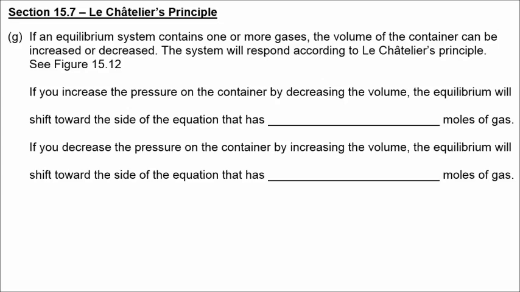When the equilibrium system involves gases, then the volume of the container can either be increased or decreased, and this may affect the position of the reaction. The equilibrium can be affected by that. So if you increase the pressure by decreasing the volume of the container, the equilibrium will shift toward the side of the equation that has fewer moles of gas. If you lower the pressure by increasing the volume of the container, then the reaction will shift toward whichever side has more moles of gas.